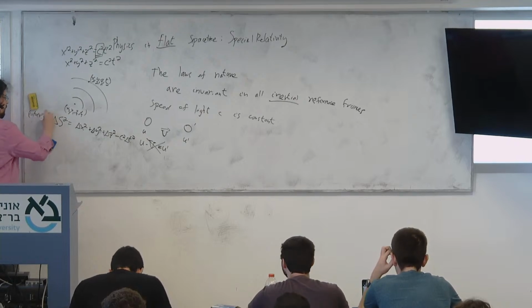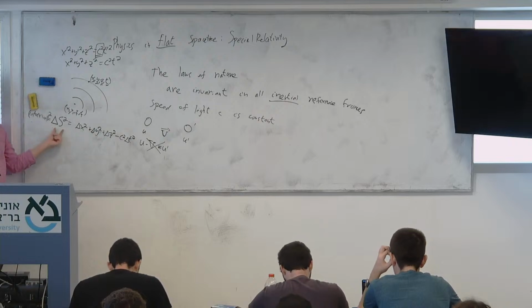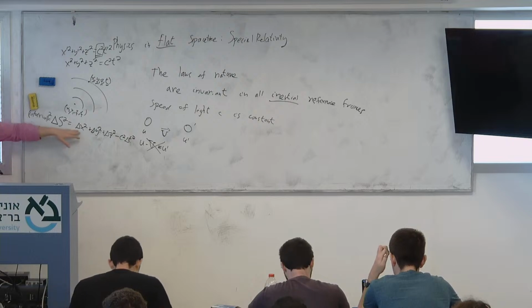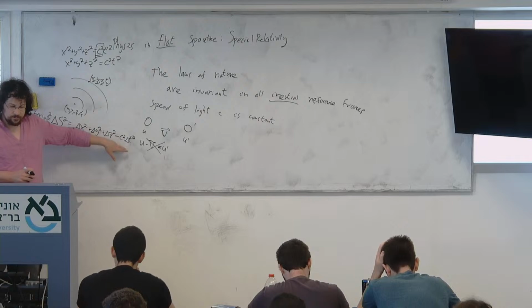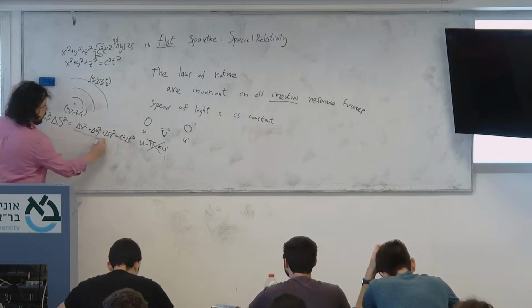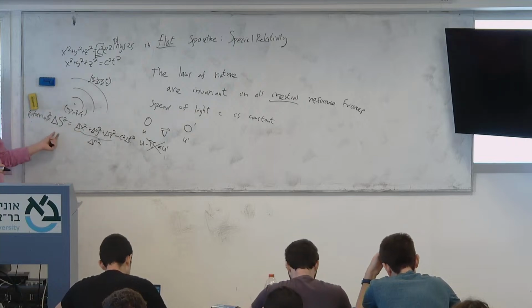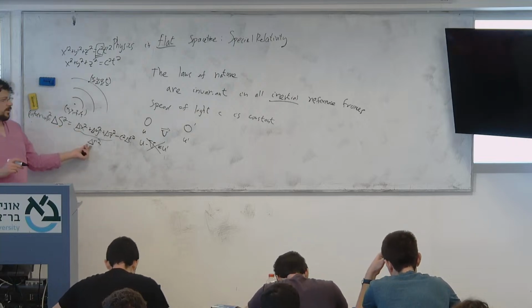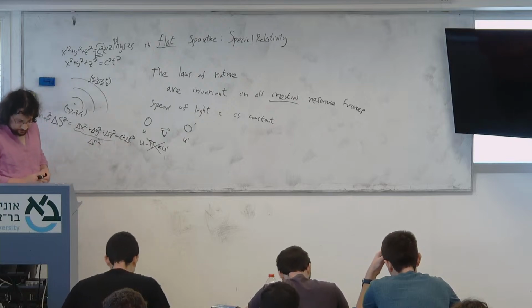Interval squared, and again in this case it's given in the space form, so x, y, and z appear positive. Delta t appears negative. You can also call this delta r squared. So the convention here for the interval squared is that space is positive and time is negative.